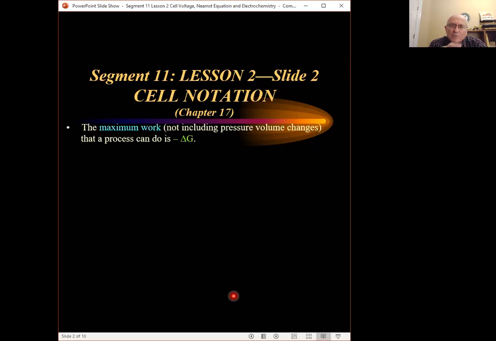Enthalpy has to do with heat flow when the pressure is constant. So it has to do with the way the heat from your reaction either goes to the surroundings or comes from the surroundings, depending on whether your reaction is exothermic or endothermic. So it has to do with heat flow at constant pressure.